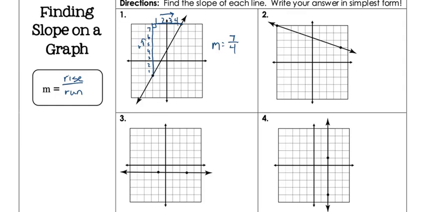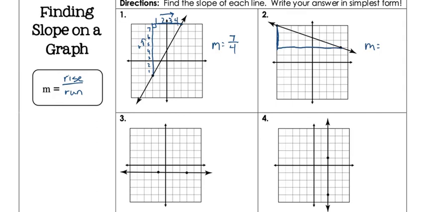Now, when I look at number 2, if you notice, it is headed down slope, right? That's the negative. So I already know that my end result is going to be a negative. So I'm going to start with m equals, I want rise over run. So from here to here, again, I'm going to draw a right triangle. I'm going to highlight that here.